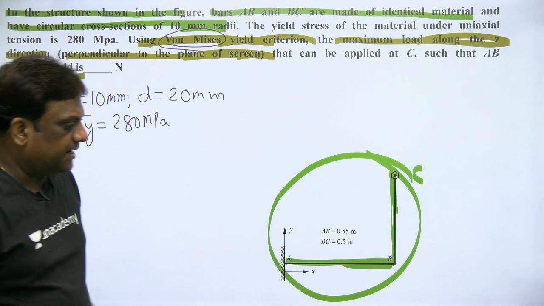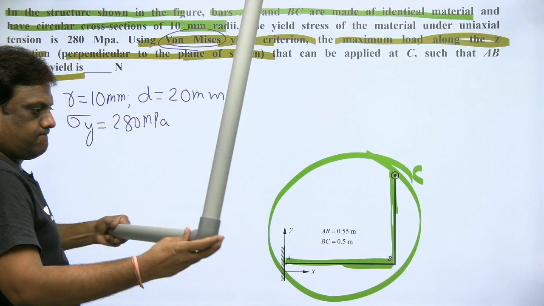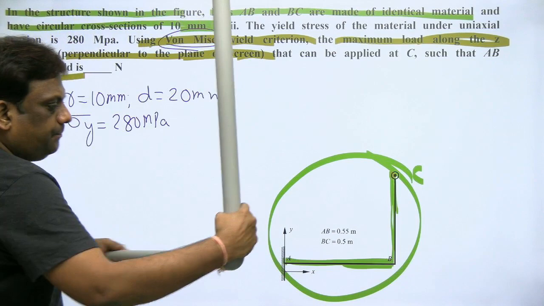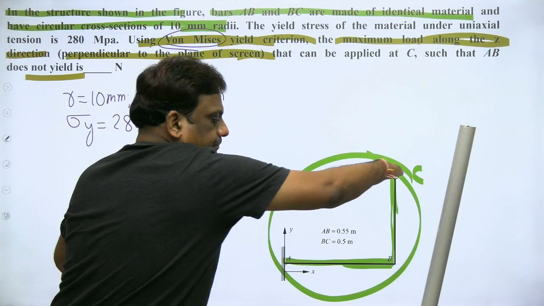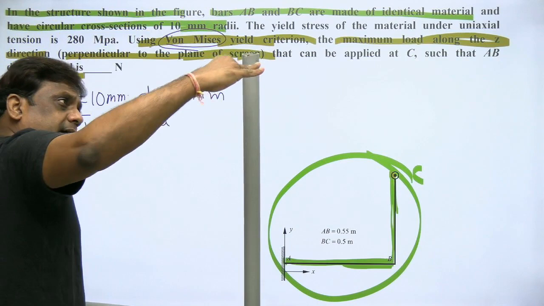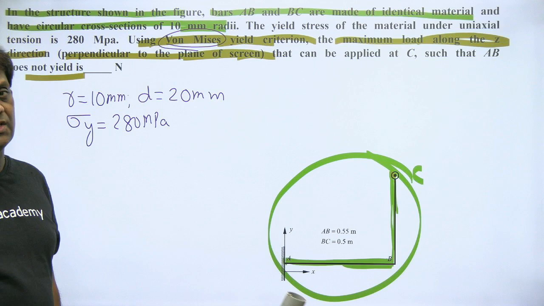Let me explain. Now this is the member. Observe, we are applying a load like this, perpendicular to the plane. So what he asks is, what should be the maximum value of this load in the Z direction, perpendicular to this screen, so that this member does not fail according to von Mises or distortion energy theory. This is the question. Now we'll try to solve it.